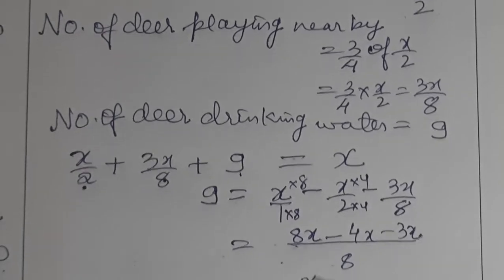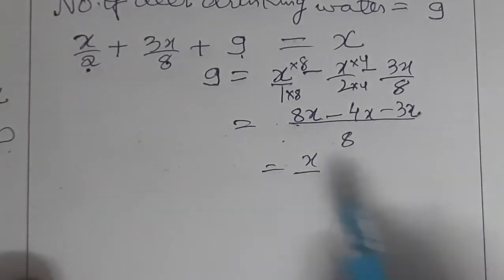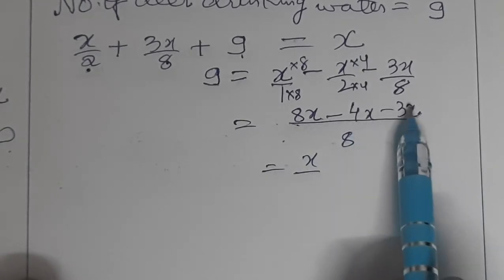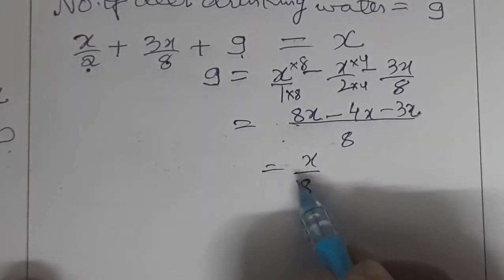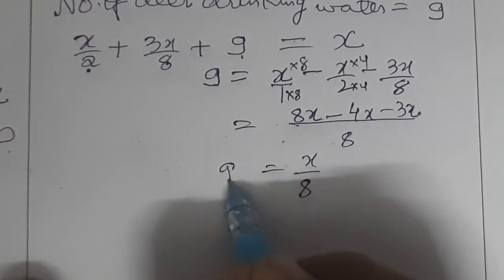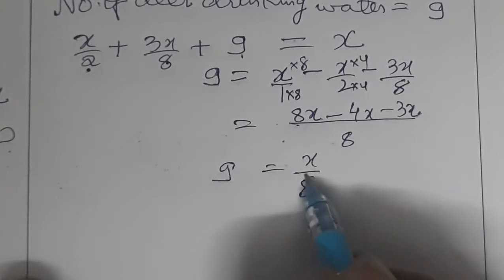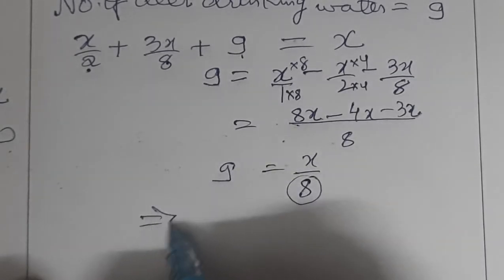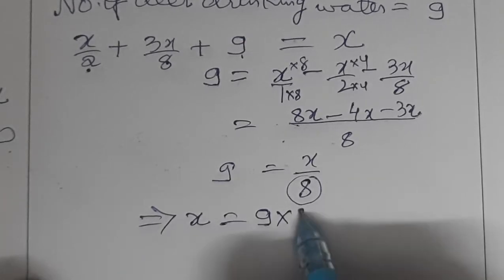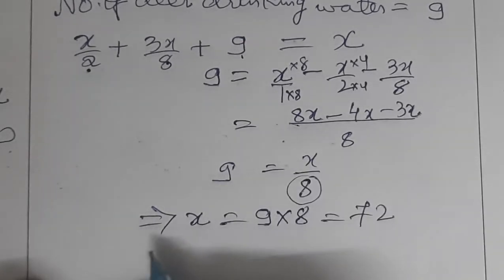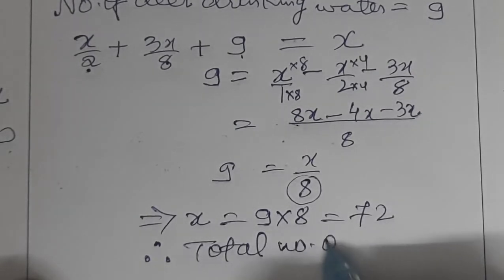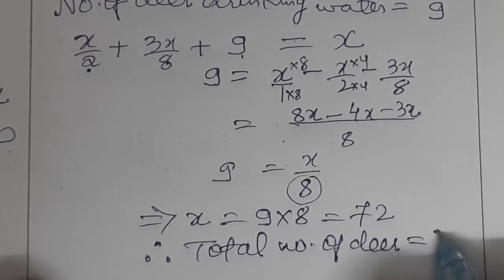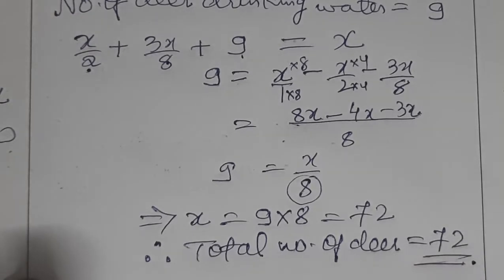8 minus 4, 4. 4 minus 3, 1. 1x by 8, or simply x by 8, equals 9. Now, we need to find x. Whatever is in division will go in multiplication. It implies x equals 9 into 8. 9 8s are 72. Therefore, total number of deer is 72. So, we have found the number of deer in the herd.